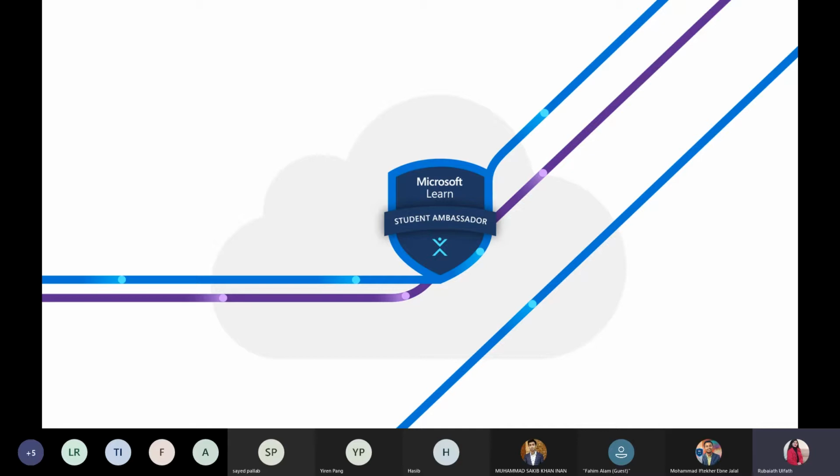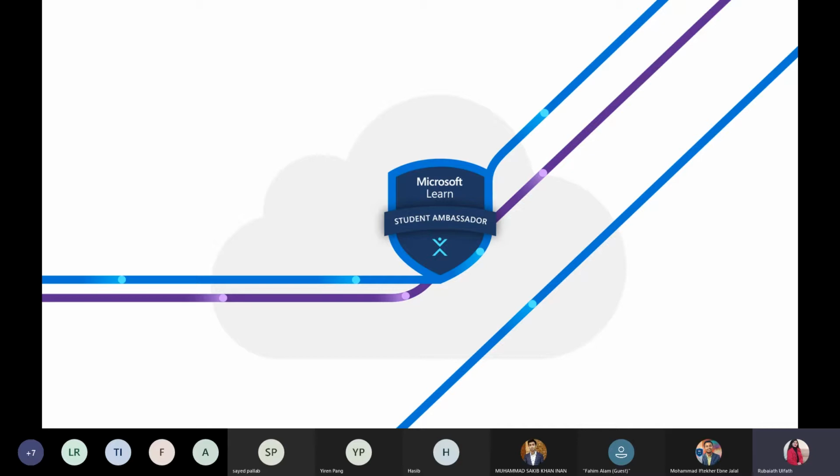So to help you all, I am arranging today's session with a special guest, and today's agendas are: learn about starting research, all about research as an undergraduate student, and a short overview on the Microsoft Learn Student Ambassador Program.